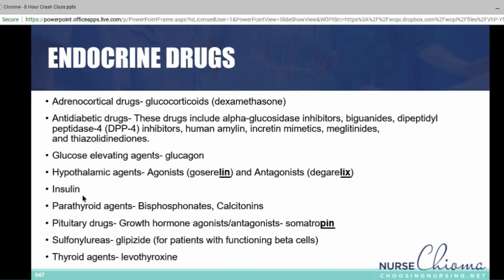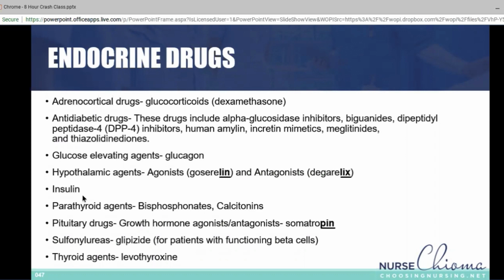So these are your oral diabetic, your oral hypoglycemic agents. So you have alpha glucosidase inhibitors, biguanides. Biguanides, the most common one is metformin. Dipeptidyl peptidase inhibitors, human amylin, incretin mimetics, meglitinides, and also thiazolidinediones as well. All the ones I just listed under the anti-diabetic drugs are oral medications.